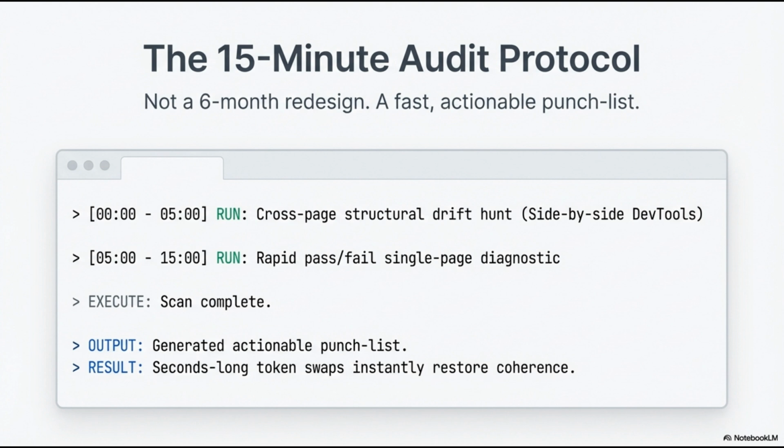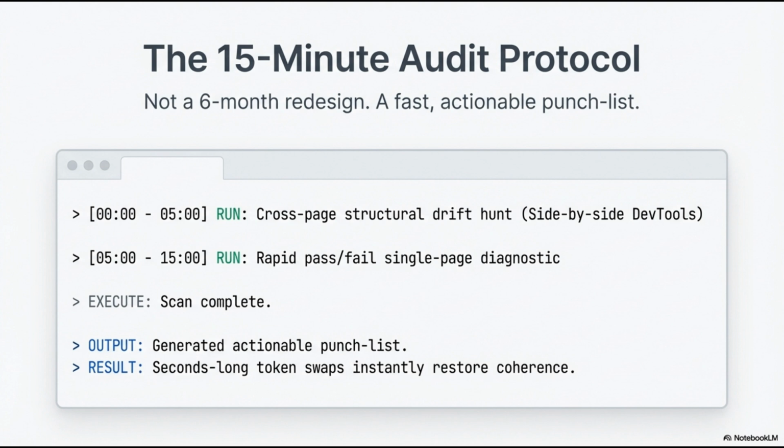Okay, but let me play devil's advocate for a second. If we strictly enforce these tokens, and we make every component identical everywhere, doesn't the application just become this monotonous, contextless gray box? That's a really common fear. Well, because what about semantic meaning? Like, some things need to stand out.